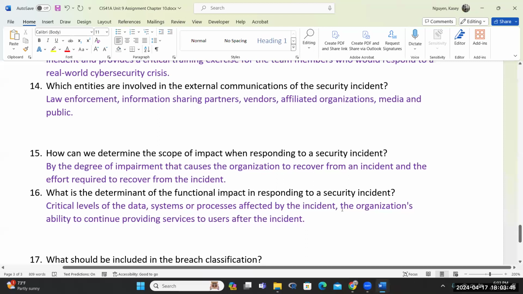And then also how the organization's able to continue after the incident. If they're able to keep on going while the incident is happening, then your functional impact might not be as severe, right? Most companies dream to be like that. They want to be like that. In the case that they're being attacked, they're not down. They're still available. They're still going.